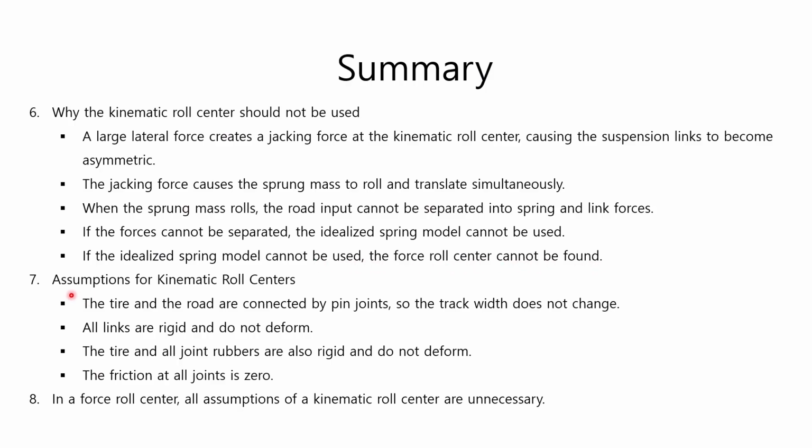The assumptions for the kinematic roll center are as follows. The tire and the road are connected by pin joints, so the track width does not change. All links are rigid and do not deform. The tire and all joint rubbers are also rigid and do not deform. The friction at all joints is 0. In a force roll center, all assumptions of a kinematic roll center are unnecessary.